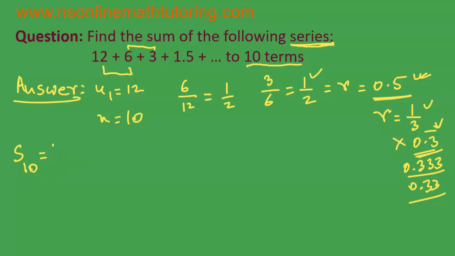equal to U1, so it is 12, times R to the power of N. R is 0.5, to the power of N. N is 10, minus 1, divided by R minus 1, 0.5 minus 1. So what is this equal to? S10 is equal to, definitely for this we will be needing a calculator.